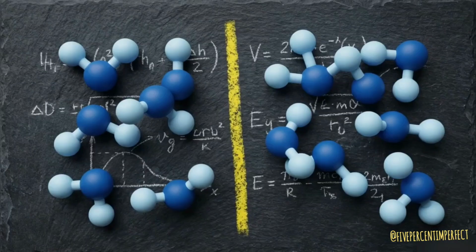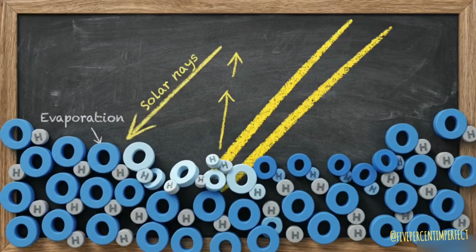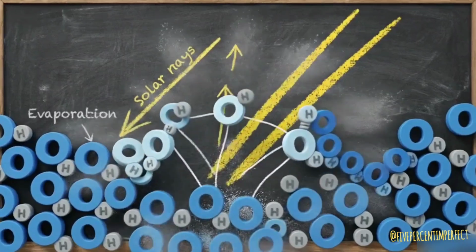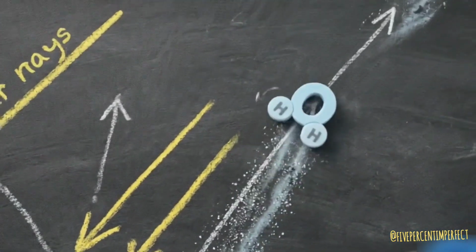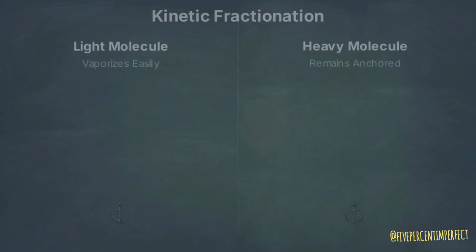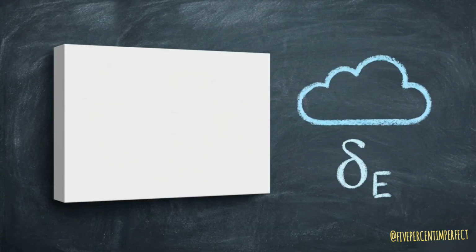These distinct chemical signatures are created by kinetic fractionation. When solar energy hits the surface of the lake, evaporation acts as a selective process, targeting and breaking the weak bonds of lighter water molecules. It takes less energy to break the bonds of a light water molecule than a heavy one, meaning they vaporize more easily. This gives us our first fundamental rule. The escaping vapor, our delta E, is always isotopically light.